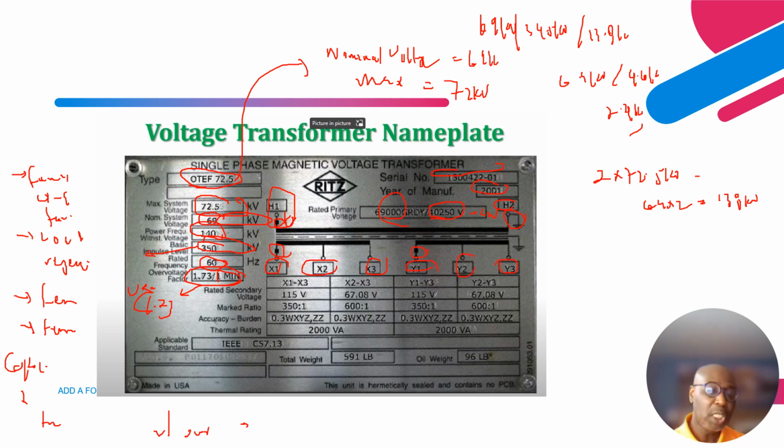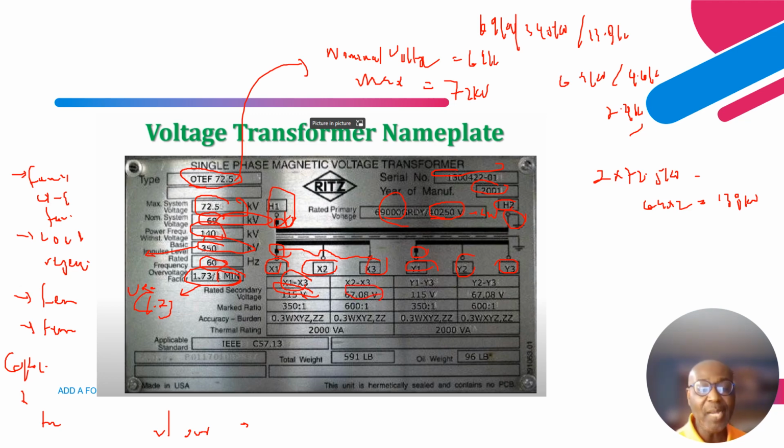Okay, so within the PT or the VTs, you see a different set of cores, and each one is dedicated for a different function. So X1 minus X3. It's saying that between X1 and X3 we have 115 volts, and between X2 to X3 is 67. So that is line to neutral. So for line to line, X1 to X3 will give us that voltage. Then for line to neutral, X2 to X3 will give us the voltage that we need.